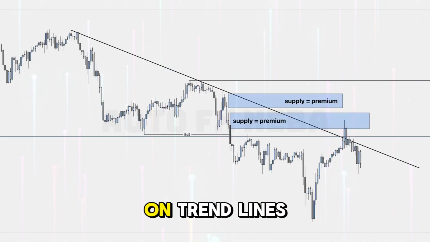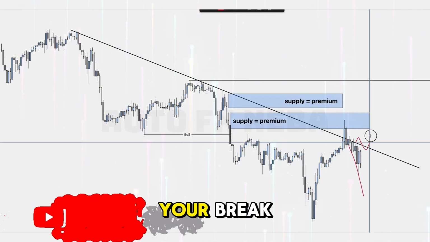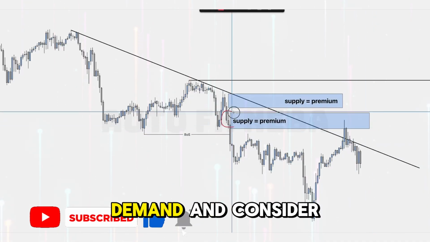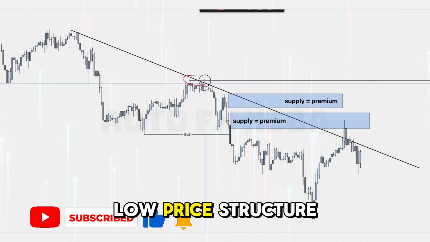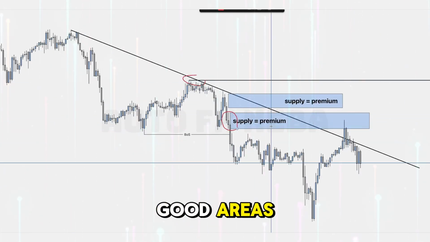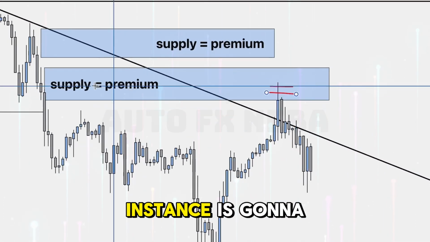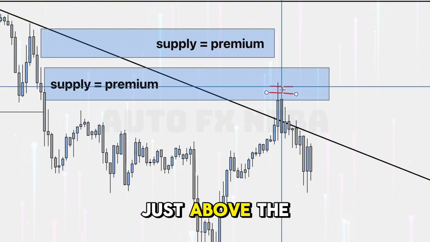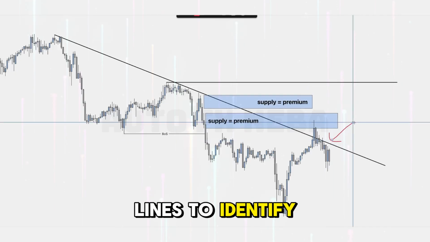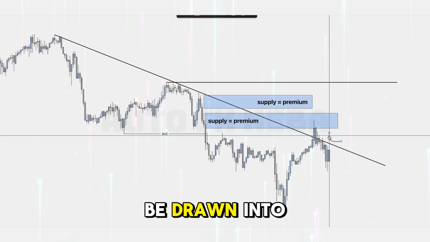So if you are to draw on trend lines as you usually would, instead of looking at them for your selling or your break retest buying opportunities, you want to look for areas of supply and demand and consider the high-low price structure, and then you will generally use them to identify good areas for buying and for selling to take place. And one of those, in this instance, is going to be this supply zone just above the trend line. So realistically, we now use trend lines to identify inducement areas and areas where buyers will be drawn into markets and sellers will be drawn into markets.